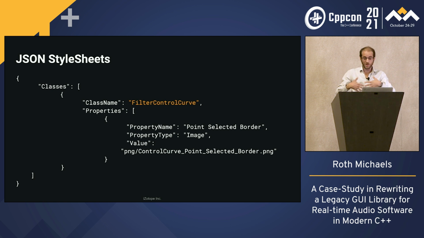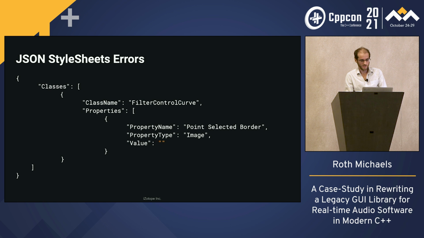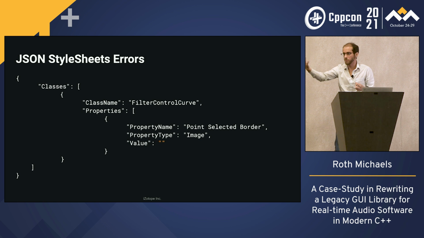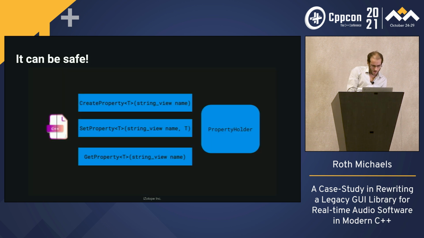And then on the serialization side, we also know that basically anytime there's a mistake in something to deserialize, like, oh, maybe this thing doesn't have a filter control curve class name, or we typoed border, or the property type is nonsense, or the value is empty, those will just fail at the serialization step and never even get to our object. So we don't have to worry about a style sheet somehow changing the type of the any out from under us.